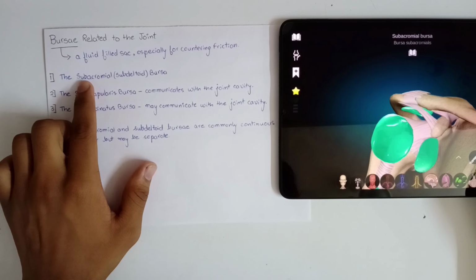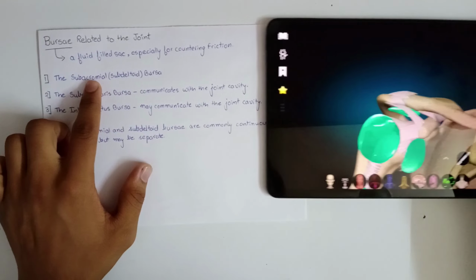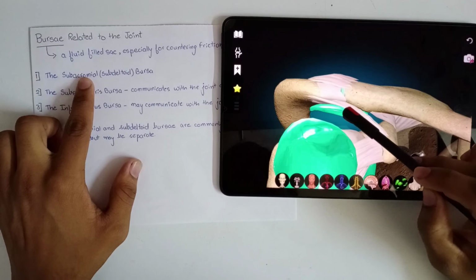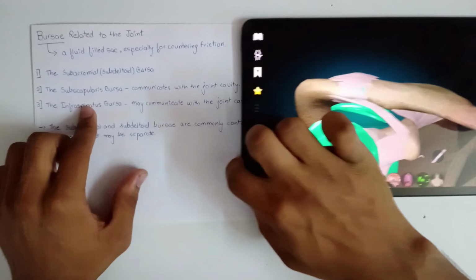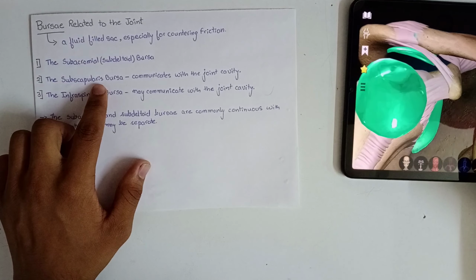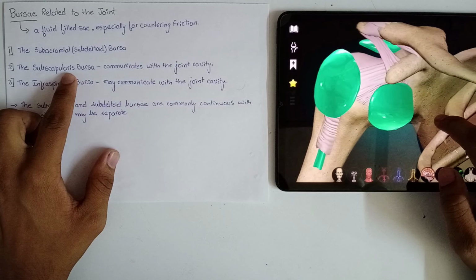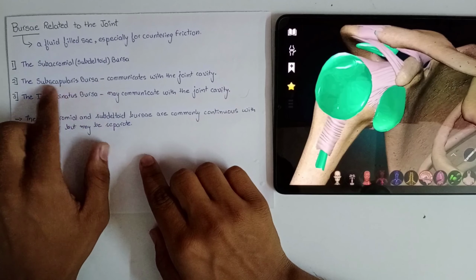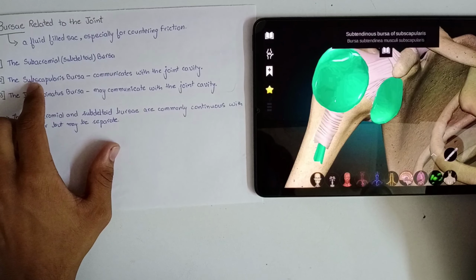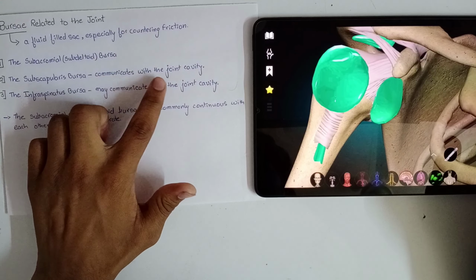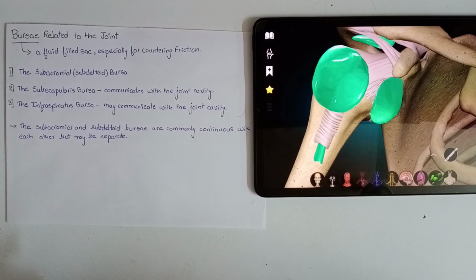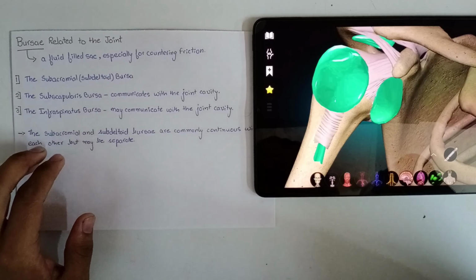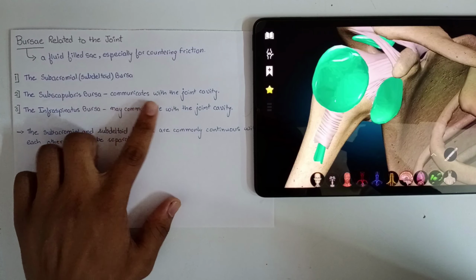Subacromial bursa, again as the name suggests, sub means beneath and acromial is the acromial process of scapula. This is the subacromial bursa. Now the second one, subscapularis bursa. This is the subscapularis bursa. It is present beneath the subscapularis muscle. It communicates with the joint cavity. The fluid communicates with the cavity of the joint. We have already studied what is a synovial joint and what is synovial fluid. So this bursa communicates with the joint cavity.